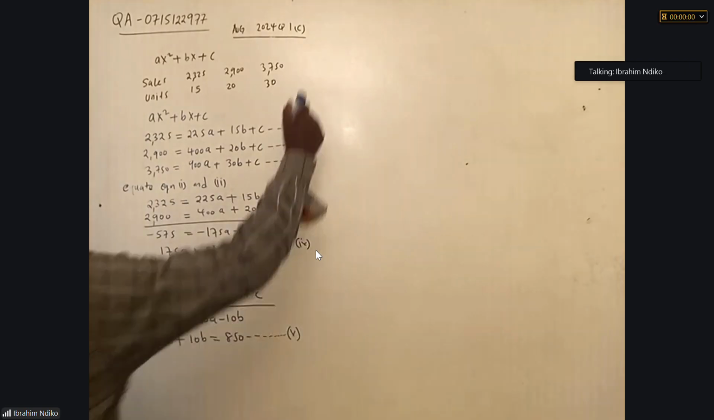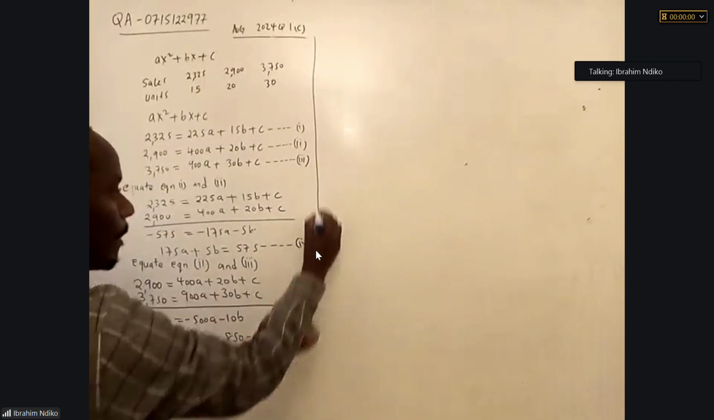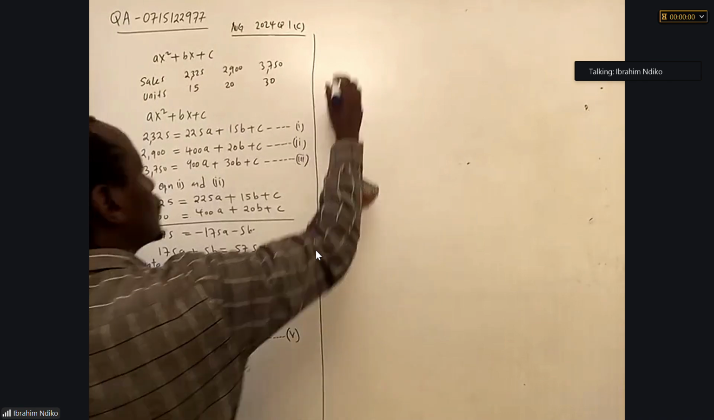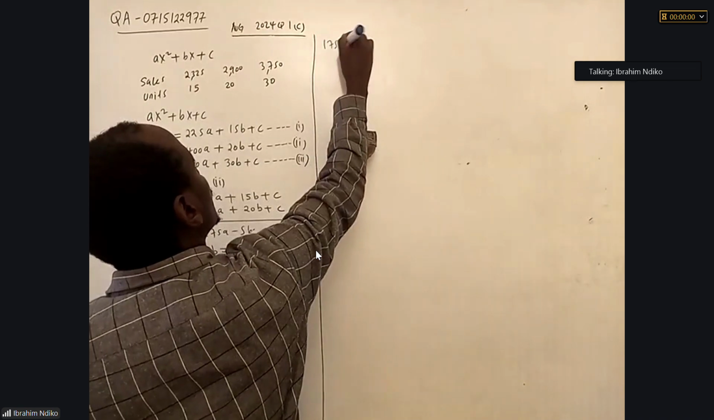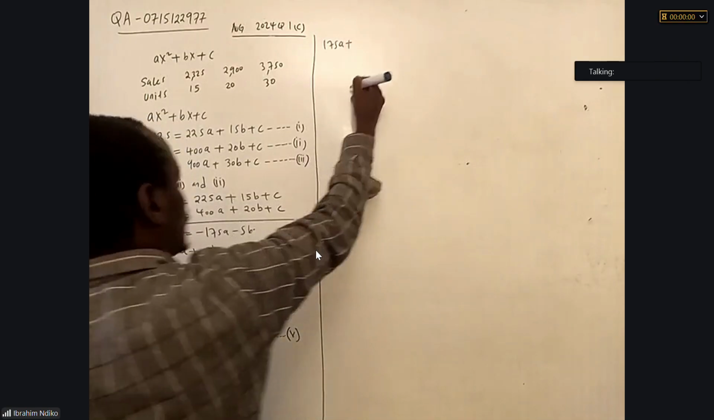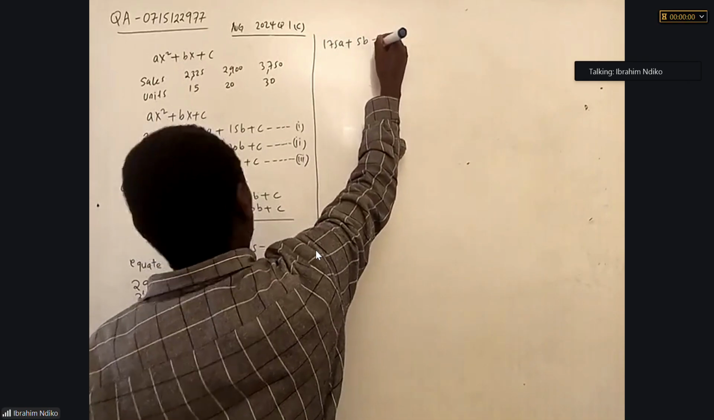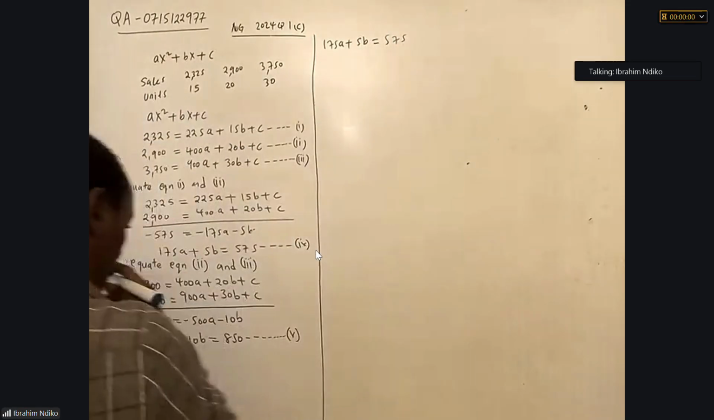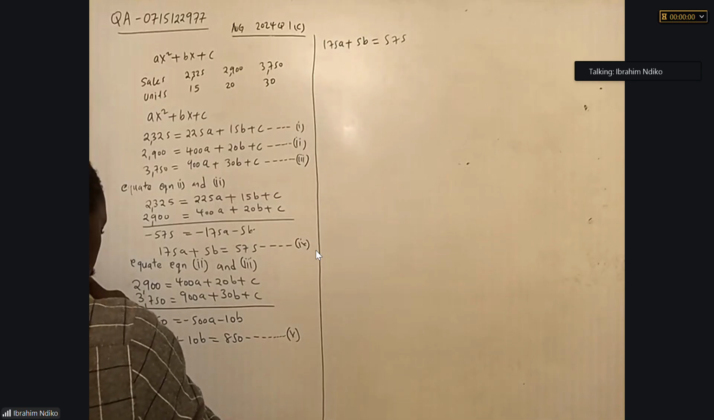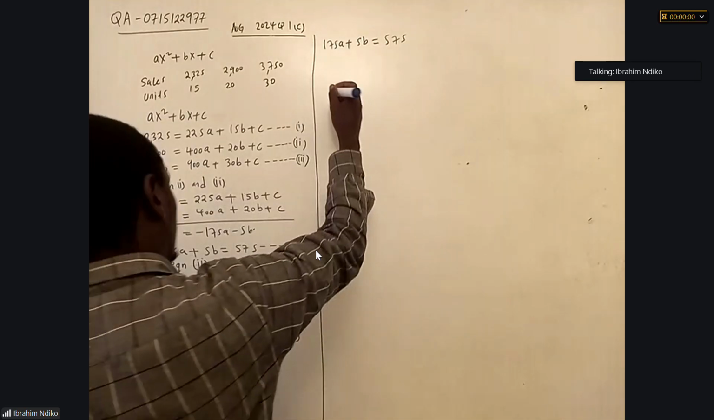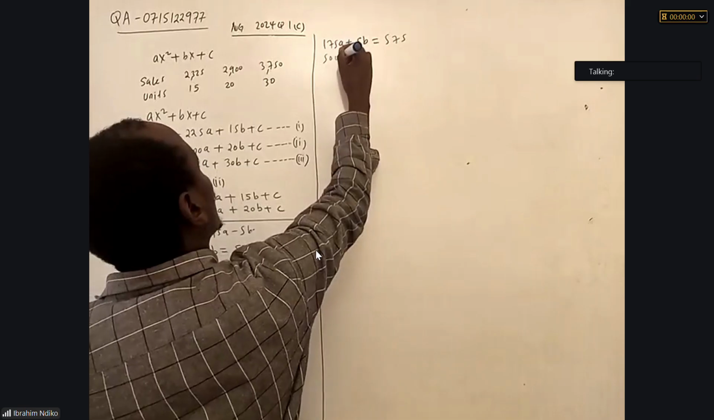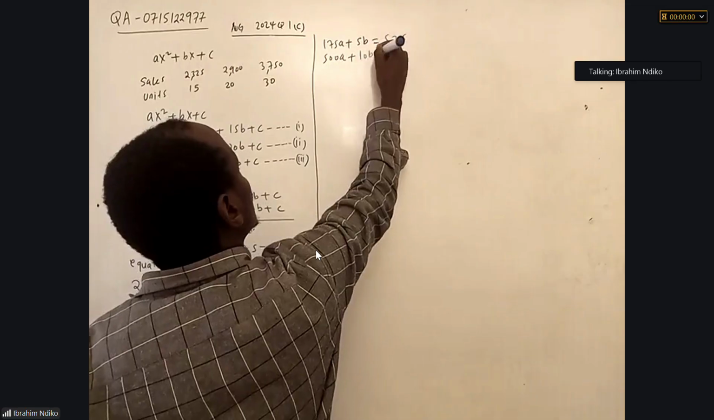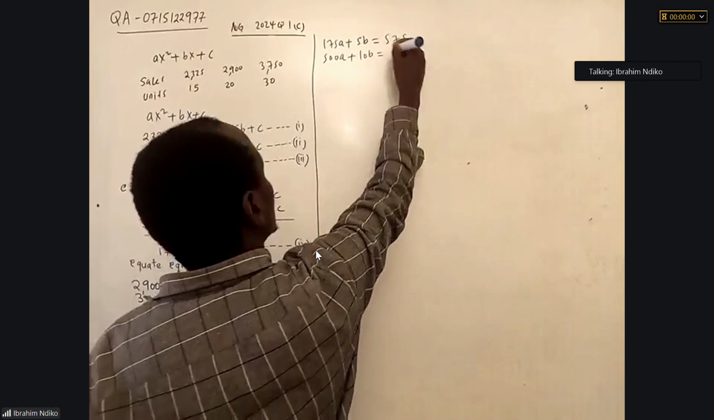So we solve it on this side. It will be 175a plus 5b is equal to 575. Then 500a plus 10b is equal to 850.